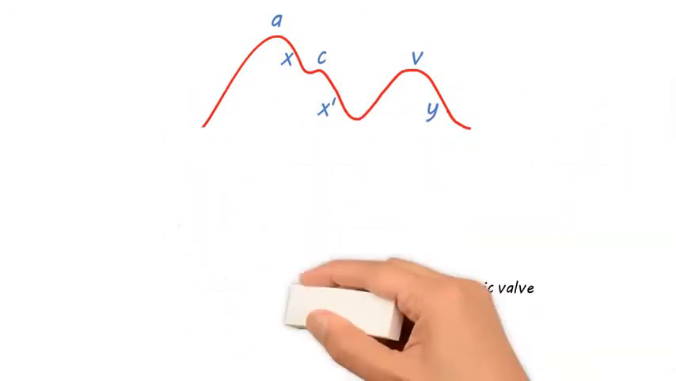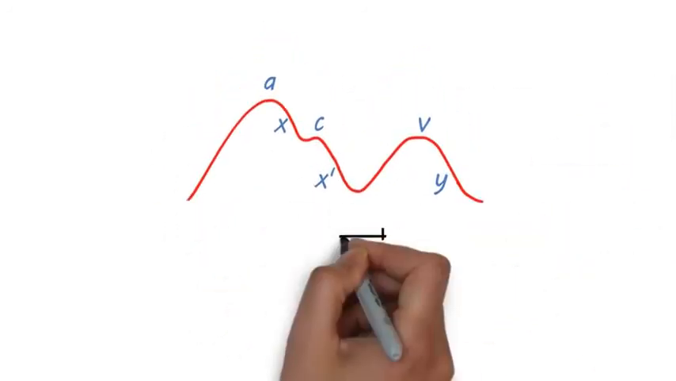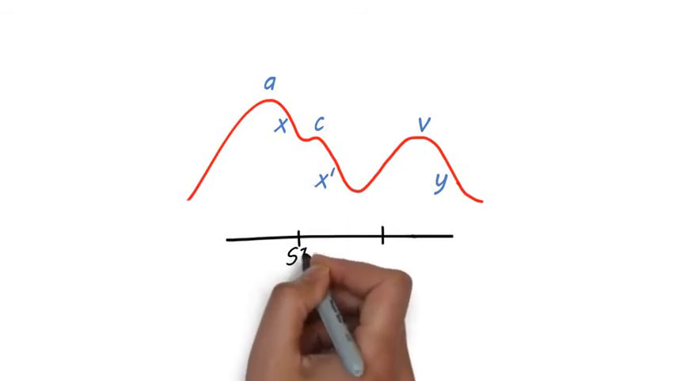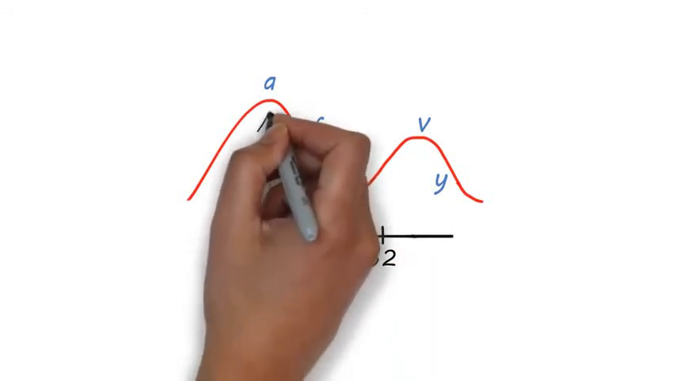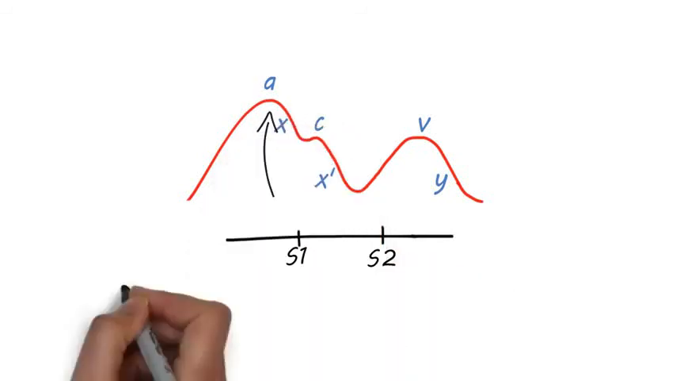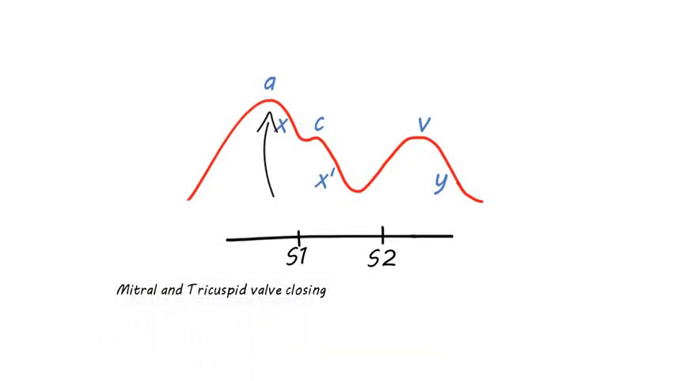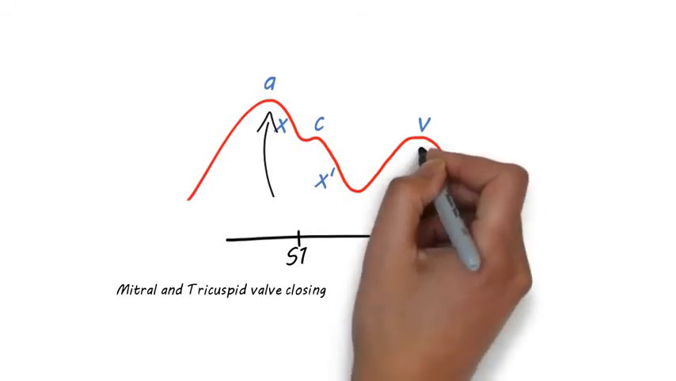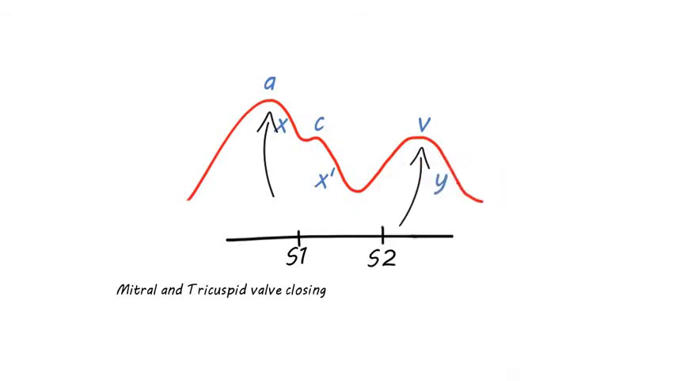To see how the biphasic pulse corresponds to heart sounds, here is the waveform in relation to S1 and S2. The first pulse is observed right before S1, the closure of the mitral and tricuspid valves at the start of systole, and the second pulse is observed right after S2, the closure of the aortic and pulmonic valves.